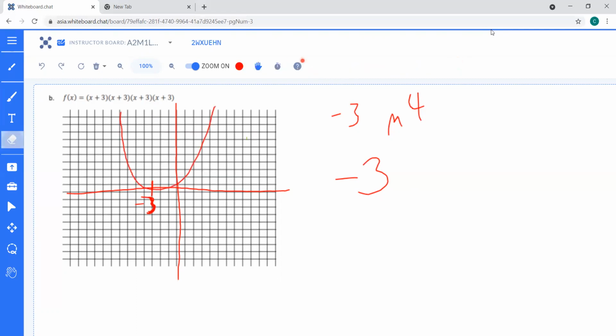Well, if that actually hit at the -3 X intercept, okay, this is going to look something like this. I cannot hit that X intercept. I can if I do it like this. There we go. They're going to both be going in the same direction because it is an even power. Okay.